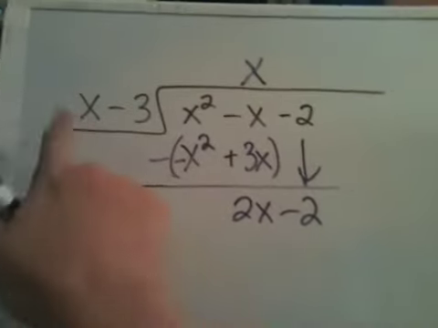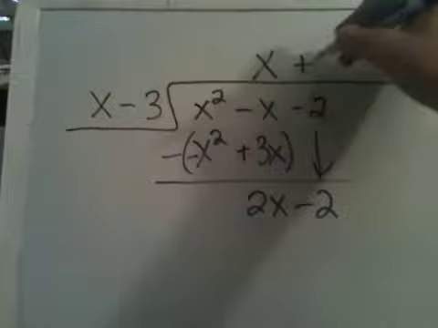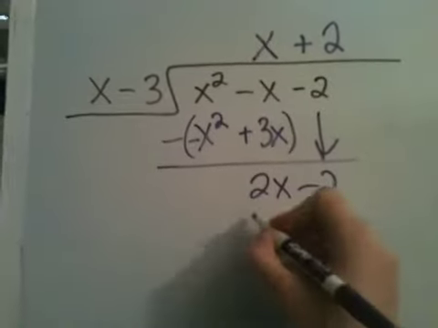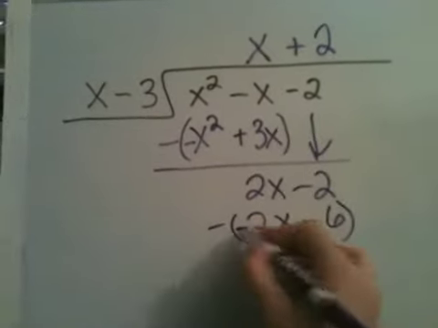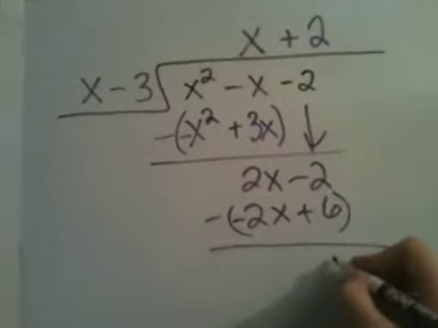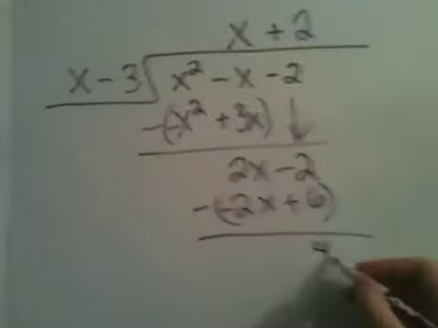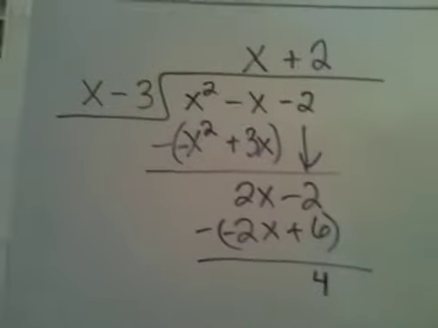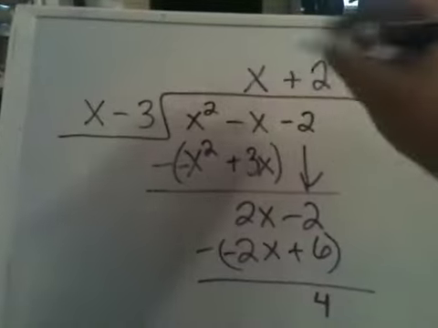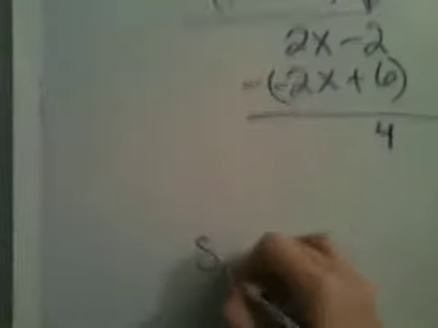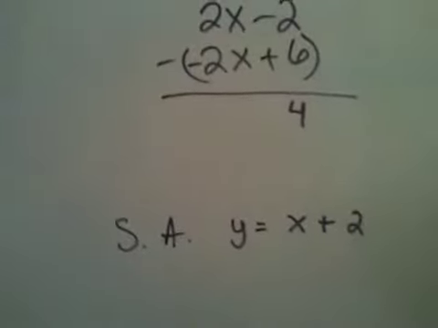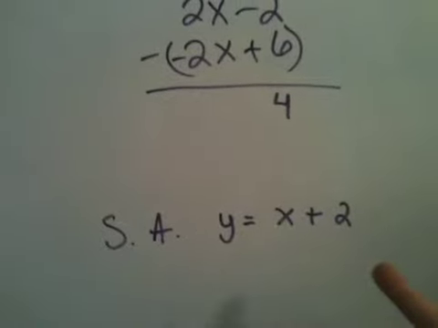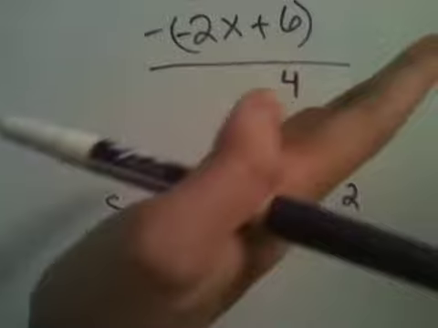And then I would say, what do I multiply x by to get 2x? I multiply by plus 2. So that gives me, if I multiply back through, 2x minus 6, but then I have to change my signs because I'm subtracting. So negative 2 plus 6 gives me 4. So my remainder is 4, but with a slant asymptote, all I care about is this part right here. I don't care about my remainder. There is a slant asymptote at y equals x plus 2. And it's a slanted asymptote because the graph of the line y equals x plus 2 is a slanted line.